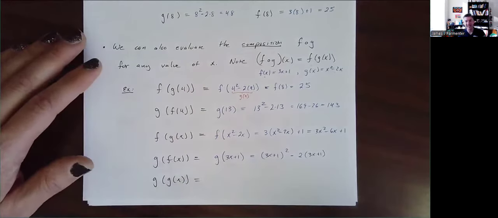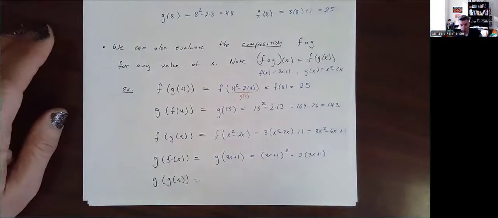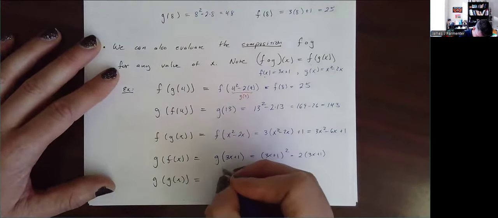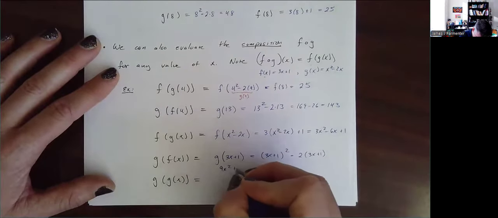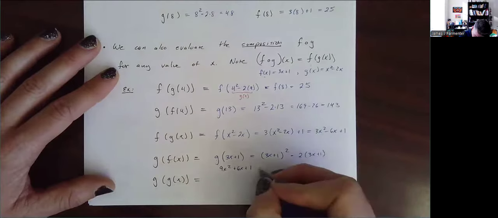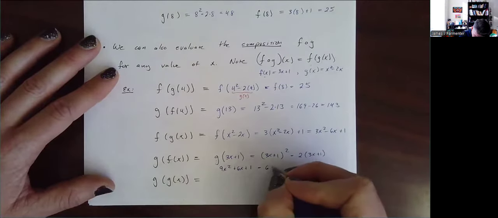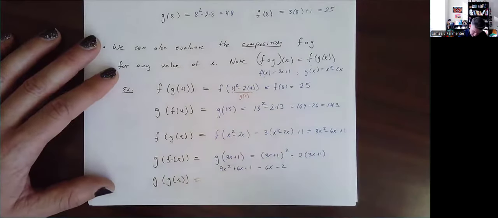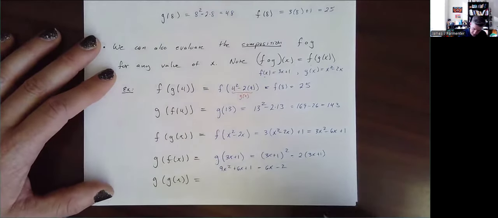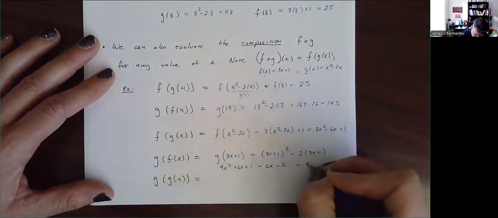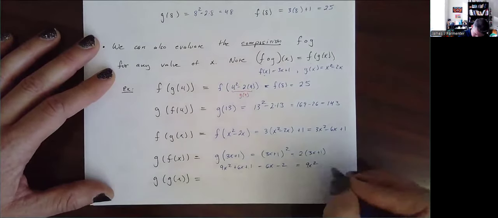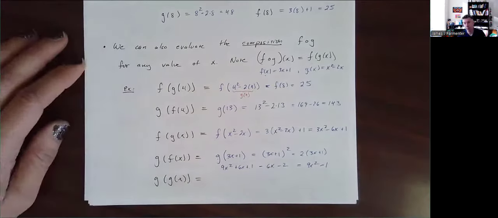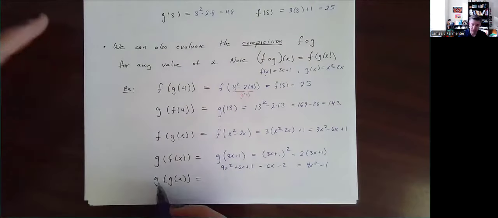The simplifying isn't super important here, although it's good to be able to do. If you multiply this out, it's going to be 9x squared plus 6x plus 1. And then minus 2 times 3x is 6x. And the minus 2 times 1 is minus 2. And then simplifying, the 6x's actually end up canceling out here. And we get 9x squared, and then 1 minus 2 is minus 1. Cool.